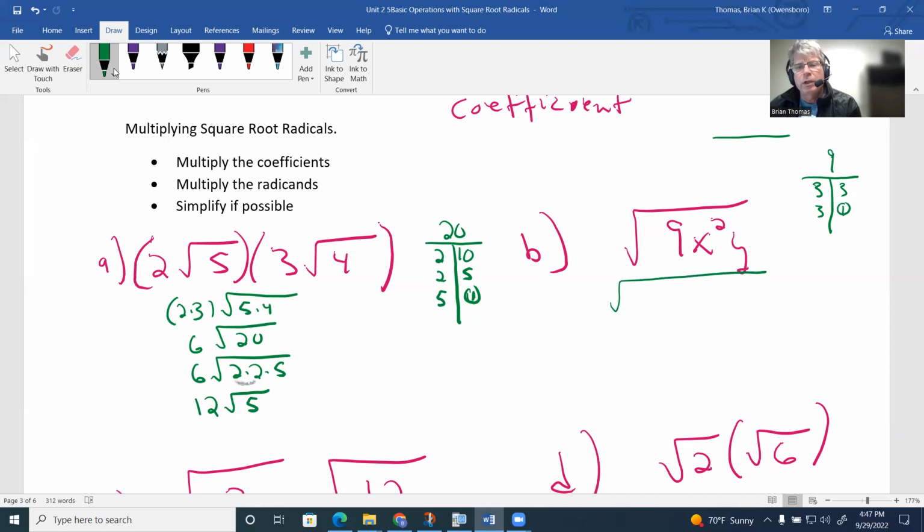So the way to do this problem, if you want, is to break it all back out, expand it. So the 9 would be 3 times 3. The x squared is really 2 x's, and then there's this y here. So we're looking for these pairs. So notice how there's a pair of 3's and there's a pair of x's. So that means we can bring out 1 3 and 1 x, and that leaves me a y inside the radical. So we'd rewrite that as 3 times x times the square root of y. That would be the simplified version of that.